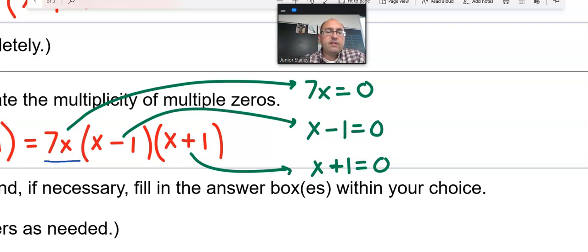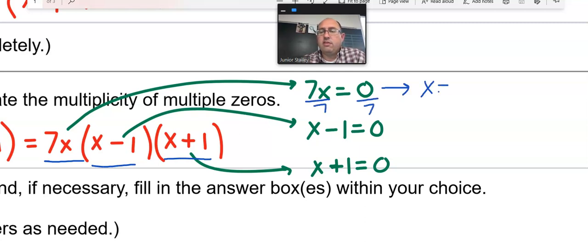So 7x is one of the factors. It's set equal to 0 because, let me make this perfectly clear, this is just like what we did before with the quadratics, so you should be familiar with this. Set each one of these factors equal to 0 and solve, right? You're going to divide by 7.